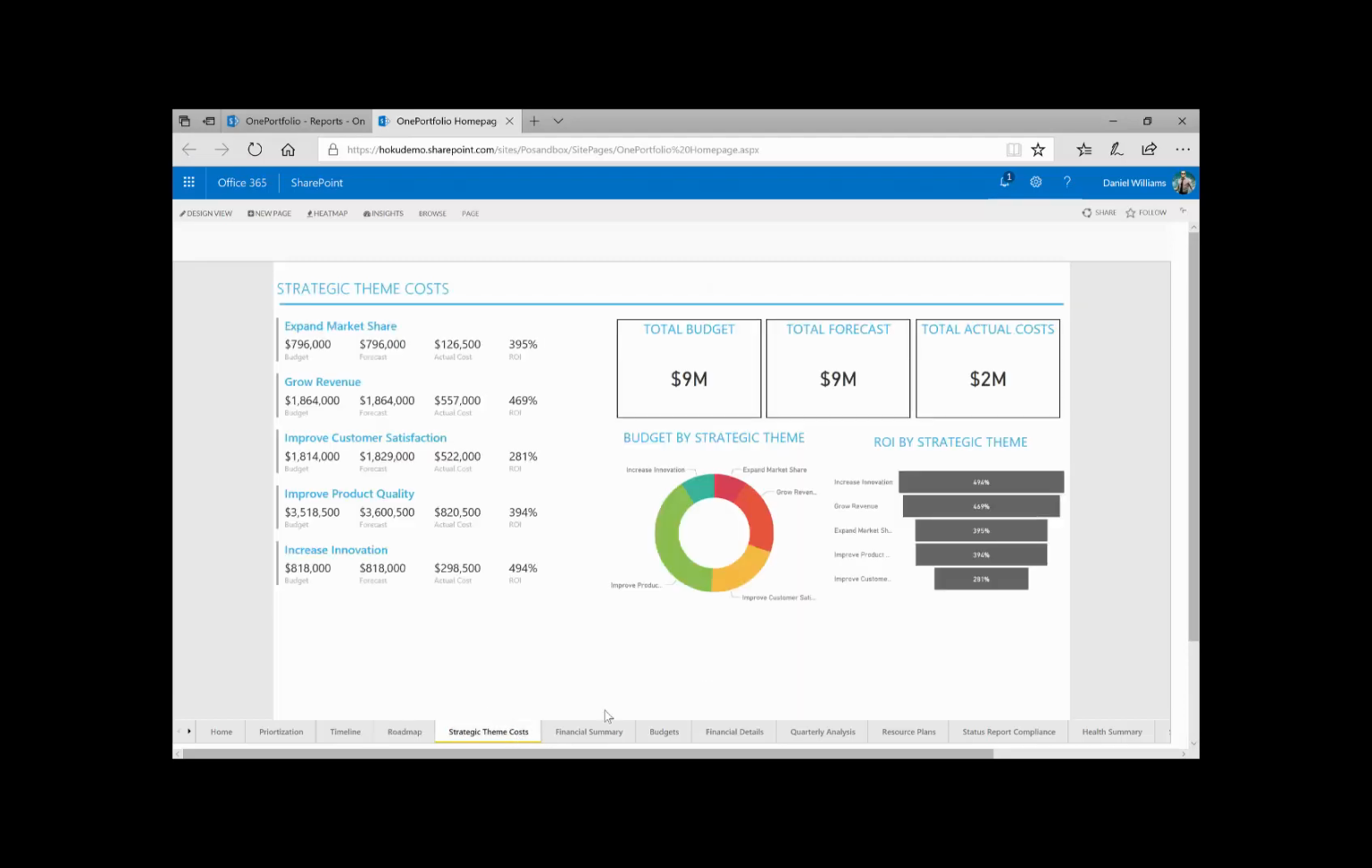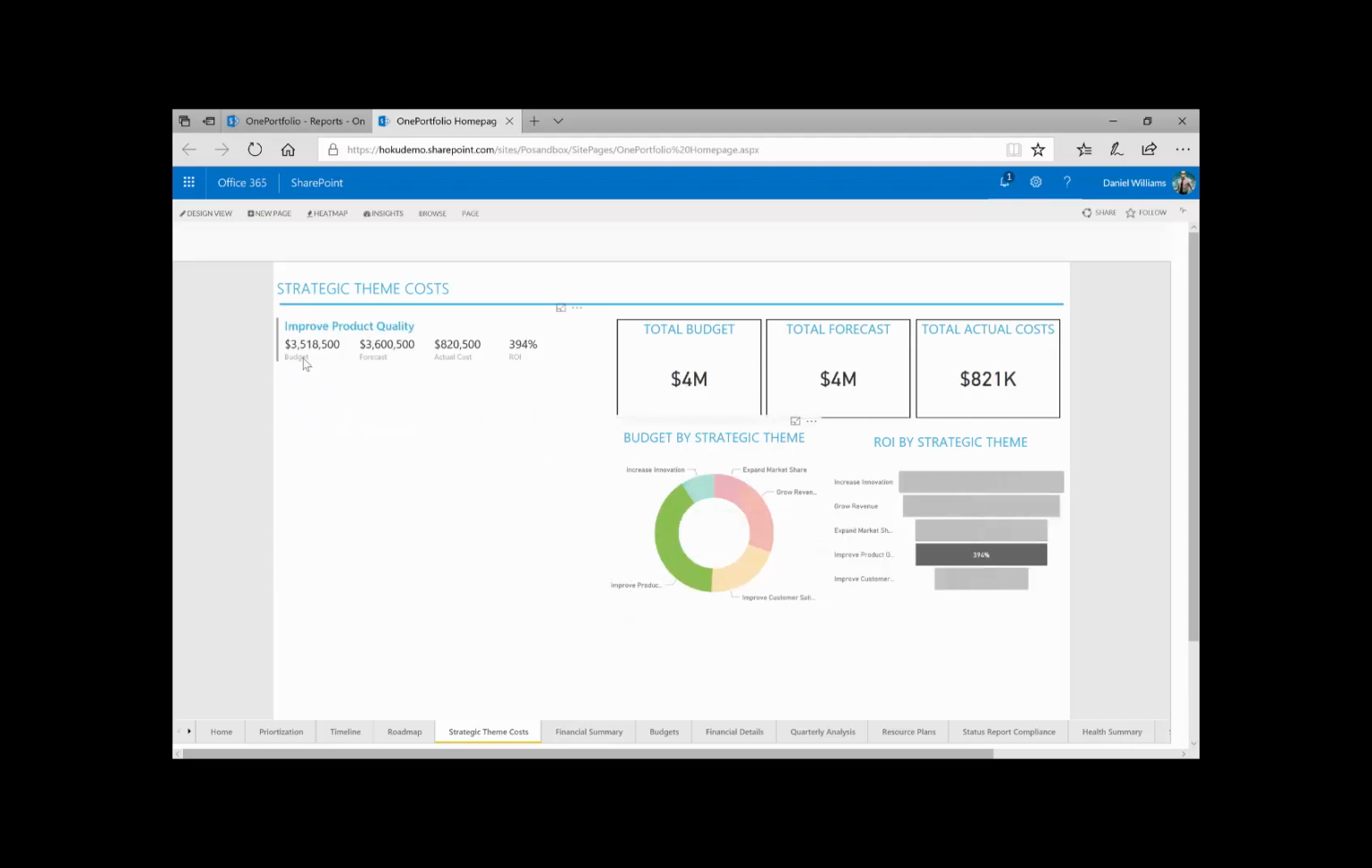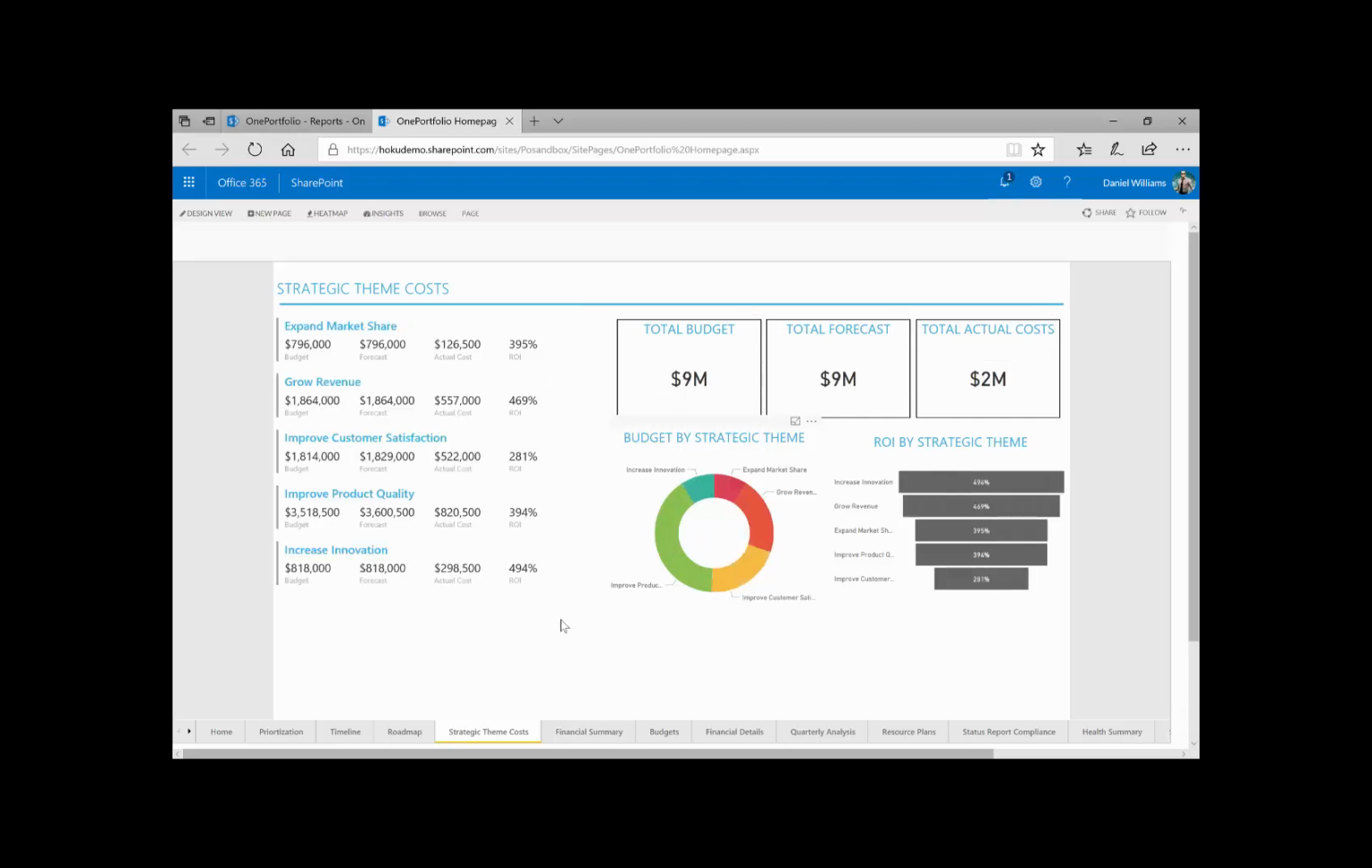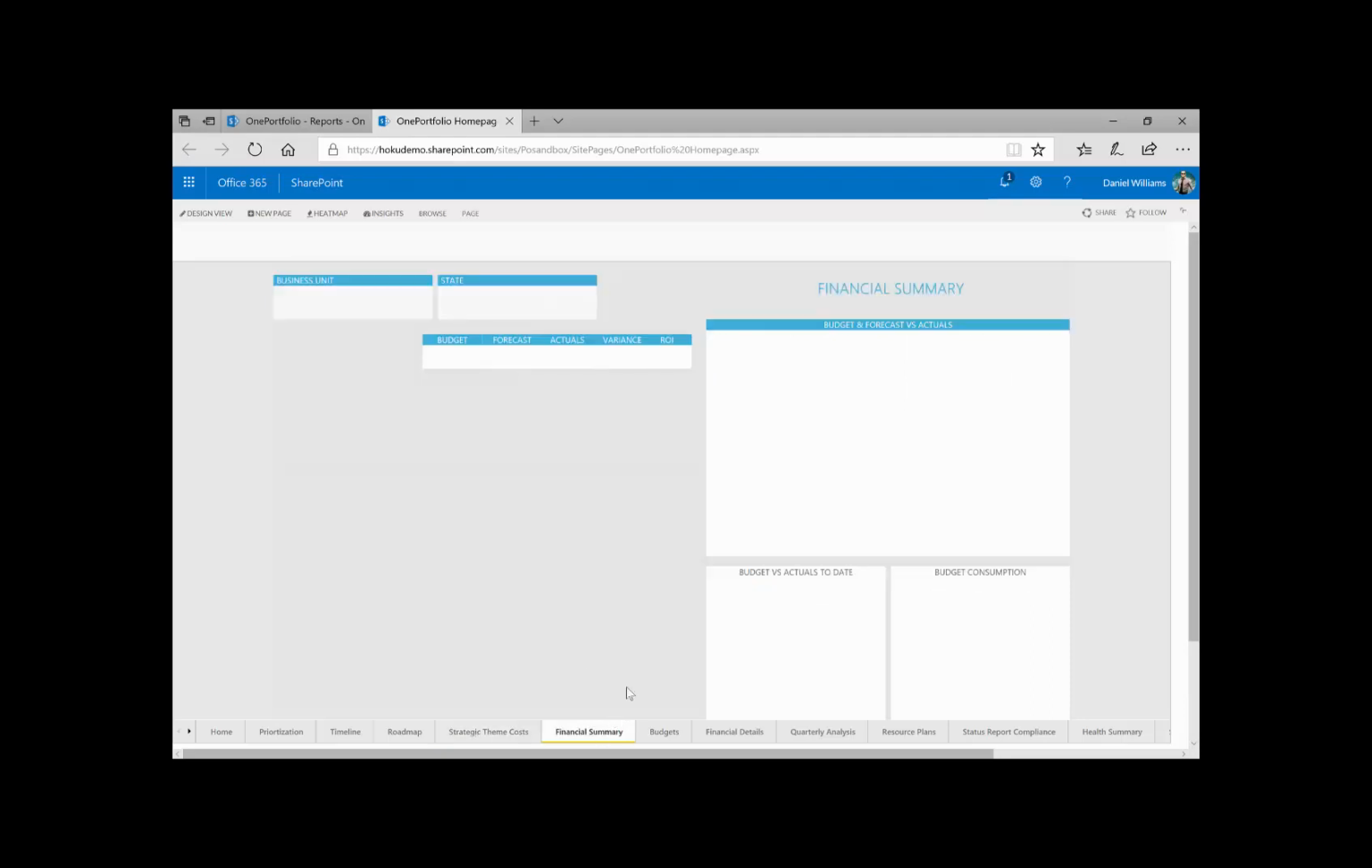We can also look at things like strategic themes or these high-level strategies and look at how we're allocating budget and spending money according to those. For example, as I'm looking here and I'm looking at this graphic, it looks like improved product quality is where we're spending most of our budget. If I want to use this as a filter, I can focus on improving product quality, look at what we're budgeting, what we're currently forecasting, what we've actually spent, and maybe what the return on investment is. Here I can start looking at the key metrics just around this portfolio, or I can look at all strategic themes at once.